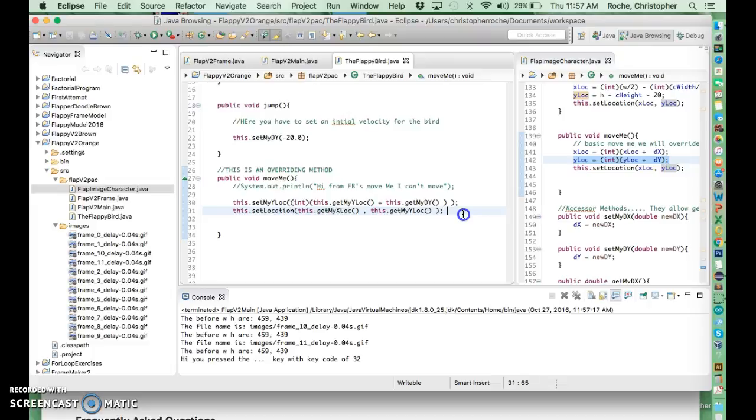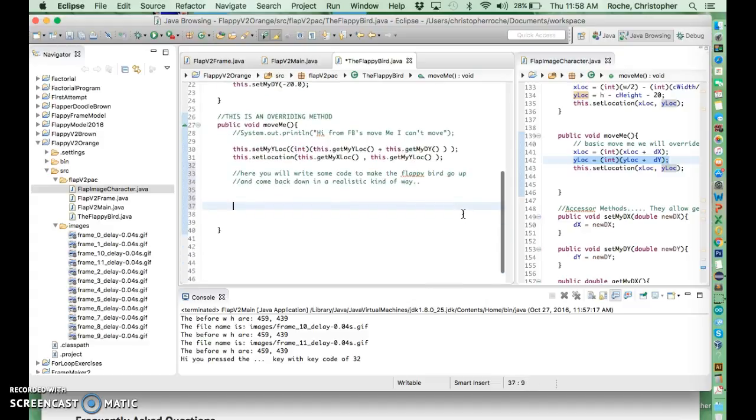That's really the question. And right here, you will write some code to make the Flappy Bird go up and come back down in a realistic kind of way. Okay, so what would that entail? Basically, it entails you managing the speed variable.